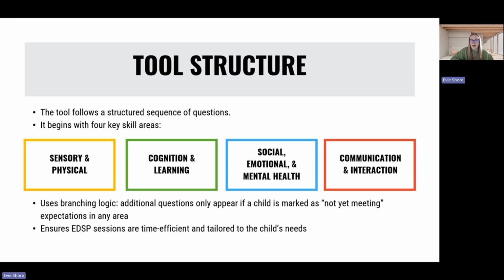It uses a branching logic where additional, more specific questions appear for you to respond to only if a child is indicated to not yet be meeting an expected skill in a given area. That ensures that the EDSP sessions are time efficient and tailored to the child's needs. Those specific questions are only going to be needed if that child is struggling in that specific area.